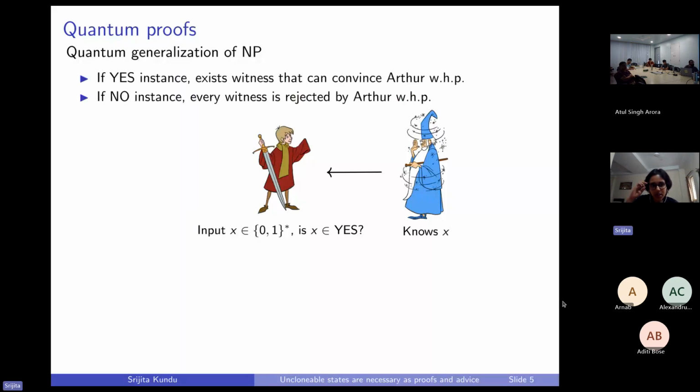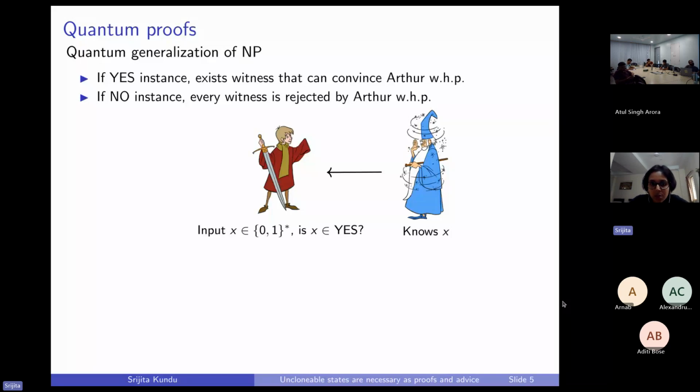So the requirement here is that if X is actually a yes instance, there must exist a witness. I call it a witness here, but witnesses and proofs are the same thing. I should have written proof. So if X is a yes instance, then there should exist a proof that Merlin can send to Arthur to convince Arthur with high probability that X is a yes instance. And if X is a no instance instead, then every possible proof that Merlin can send to Arthur is rejected by Arthur with high probability. So no matter what proof Merlin sends, Arthur will not be convinced that it is a yes instance.